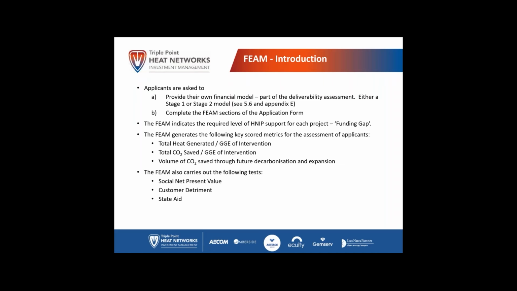So we take the total heat generated by the scheme divided by the gross grant equivalent, which gives you a kind of, the more heat generated for less intervention generates a higher score. We have a similar concept for the total amount of carbon dioxide saved. So the total CO2 saved is essentially the amount of CO2 that is generated by your scheme compared with the amount of CO2 that would have been generated by a counterfactual. Subtract one from the other, that gives you the CO2 saved, and again divide it by the gross grant equivalent to the intervention.